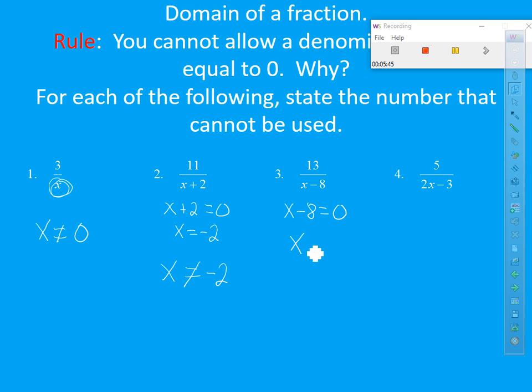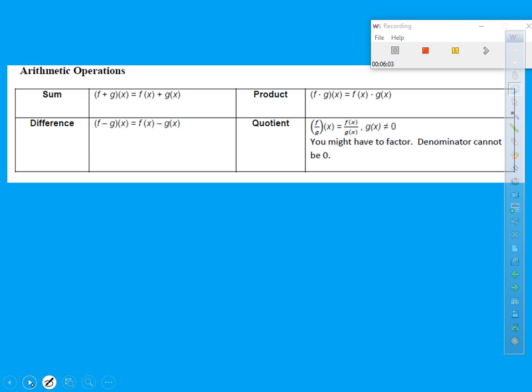Add 8 to both sides. X cannot be 8. And the last one, if you set this equal to 0, you would add 3, divide by 2. That's what your x cannot be. So there's where we are so far. Now, let me get on to the lesson now.